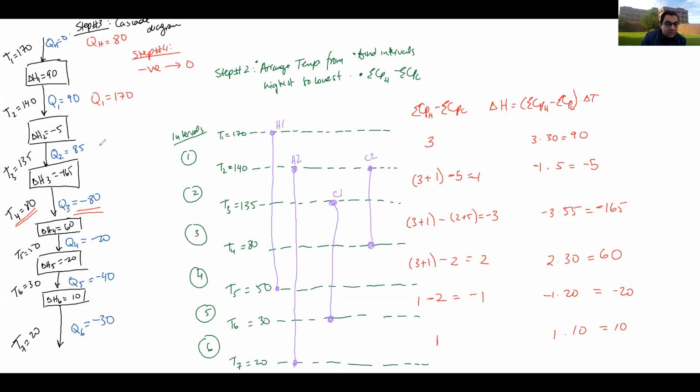170 minus 5, Q2 becomes 165. 165 minus 165, Q3 becomes 0. 0 plus 60, Q4 becomes 60, right? 60 minus 20, Q5 becomes 40. 40 plus 10, very bottom, Q6 or QC is equal to 50, right?